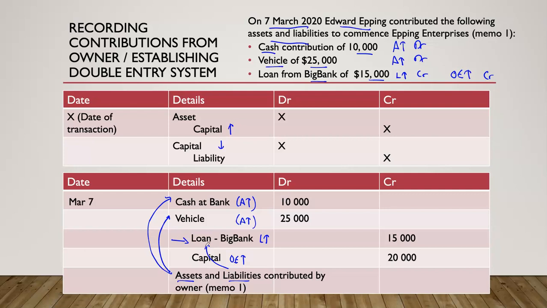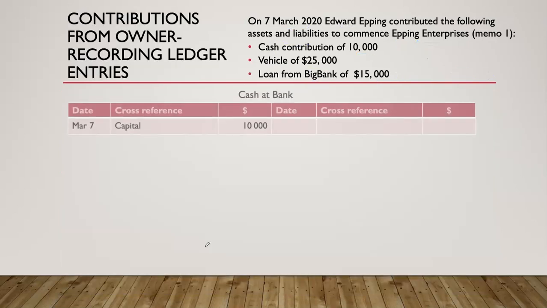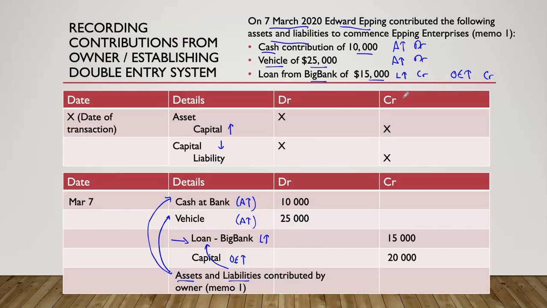We then can use this information to post in our general ledgers. Cash at bank was an asset, and we do our debits on our left and credits on our right. And our cash was a debit, and our cross-reference here is capital because if you think back to the first template, we do essentially split them up. Our asset is our debit, our capital is our credit.